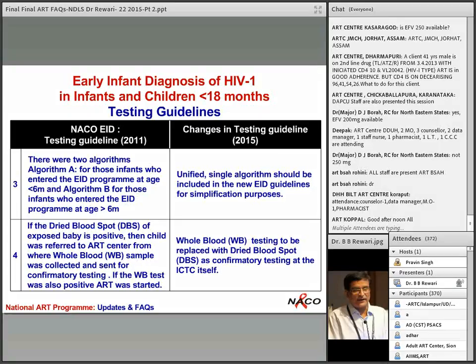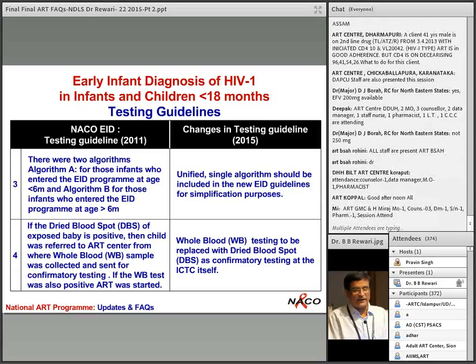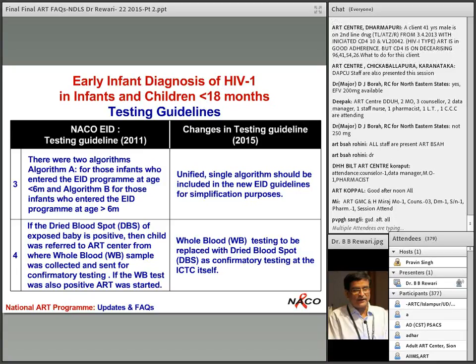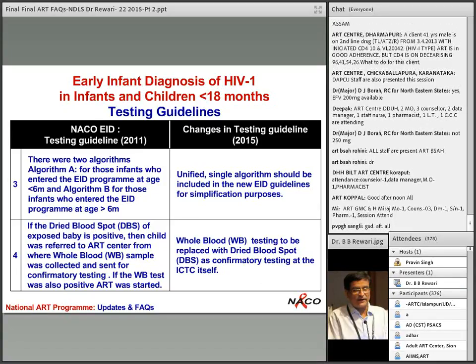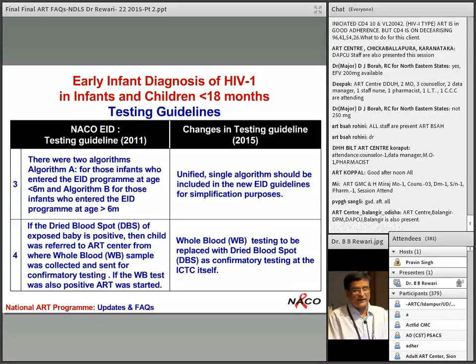Again, there were 2 algorithms in EID, A and B, for less than 6 months and more than 6 months. Now there is a unified single algorithm in the new EID guidelines, which has already been circulated to all sites. Earlier practice was we used to carry out a DBS sample for DNA PCR taken from ICTC, sent to the DNA PCR testing labs, and if it was found to be reactive, the child was sent to the ART center to do a whole blood sample, which was sent again for DNA PCR, and once it was confirmed, then the child was started on ART.